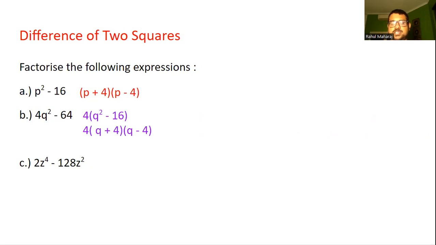In C, we have 2z to the power 4 minus 128z squared. We can factor out a 2z squared, and if we do that, 2z to the power 4 divided by 2z squared is just z squared, and 128z squared divided by 2z squared is 64. And we see in the green brackets we have a difference of two perfect squares, which can be factored as a difference of two squares, as you can see over here.